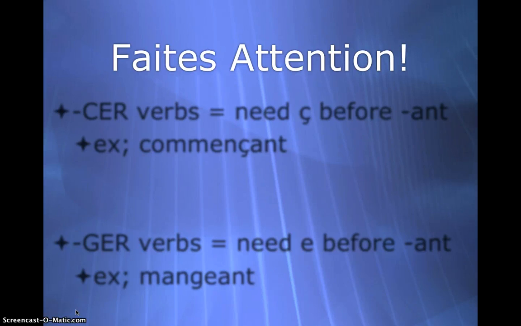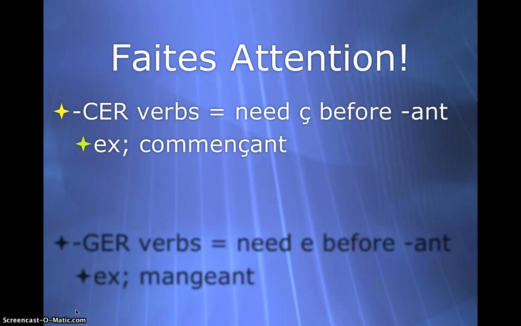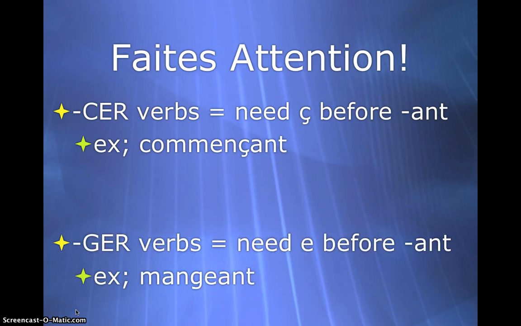A couple of verbs to look out for are CER verbs, which need the cédille before the ANT. You can imagine that's because we want the soft C sound. So commençant. And GER verbs, we need to add that extra E in before the ANT, again because we want the soft G sound. Mangeant.